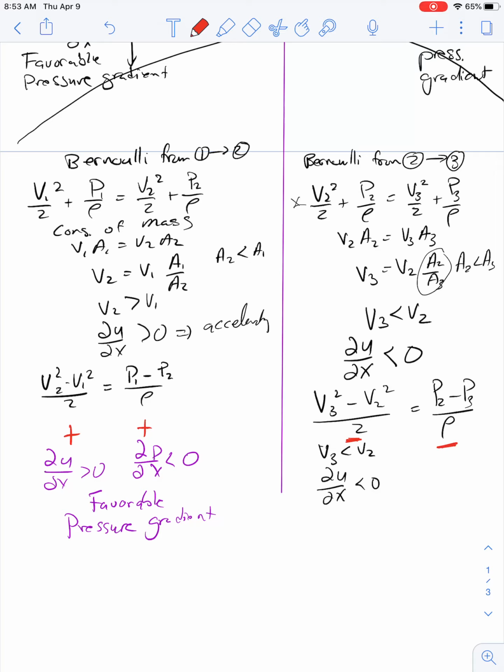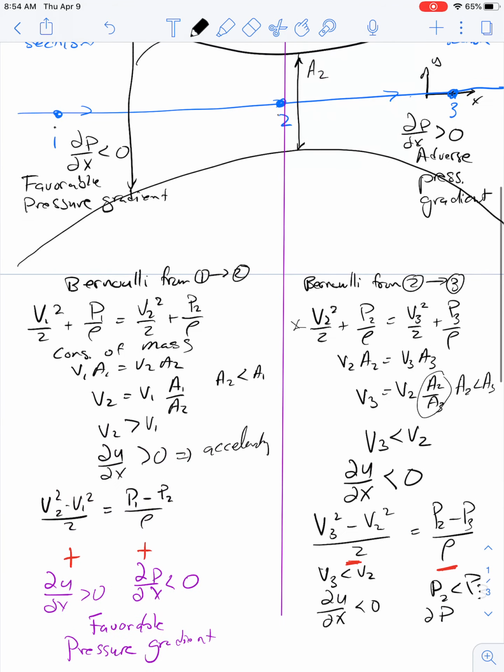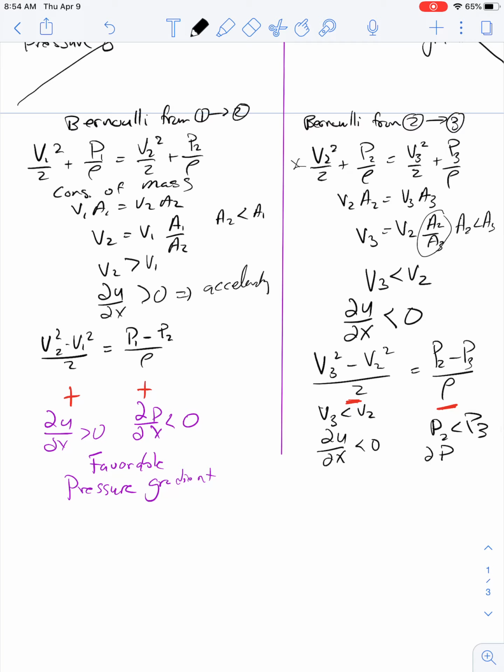If it's negative, that means that P3 is going to be greater than P2, or similarly, P2 is less than P3. And if P2 is less than P3, that means the pressure is increasing as we go to the right. And so dP dx is greater than 0. And again, this is now an adverse pressure gradient. Okay, so that's our adverse pressure gradient and favorable pressure gradient.